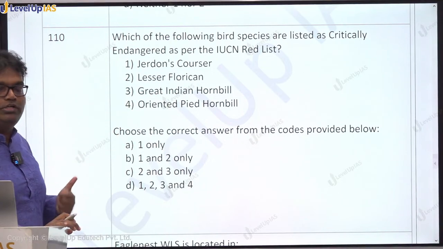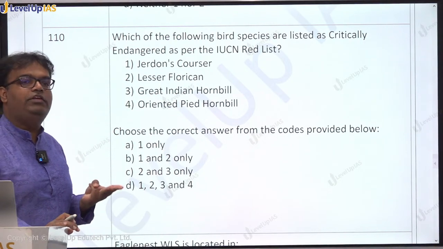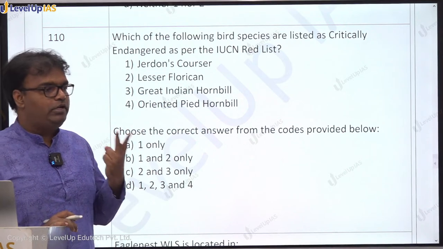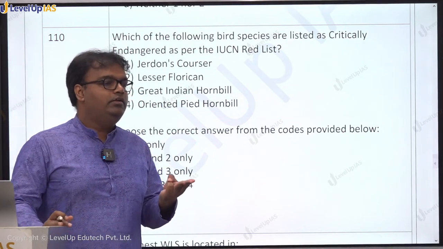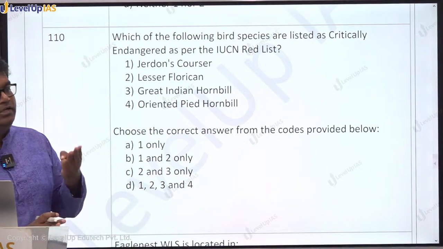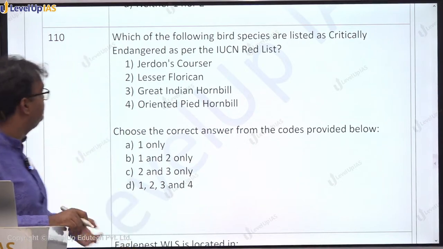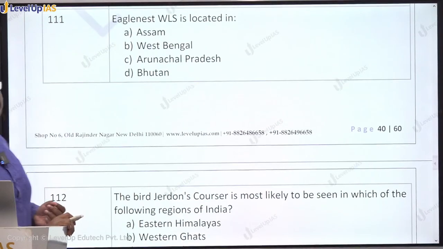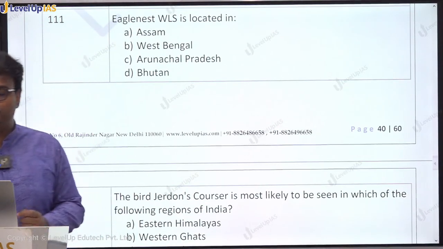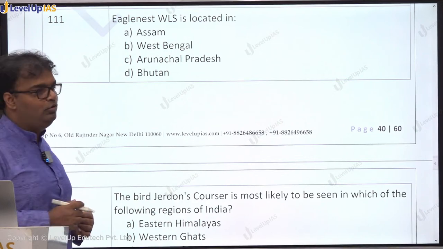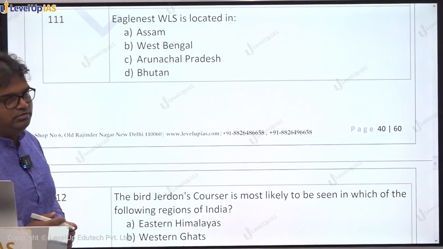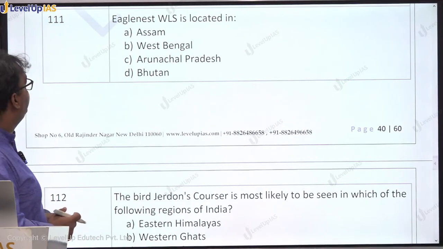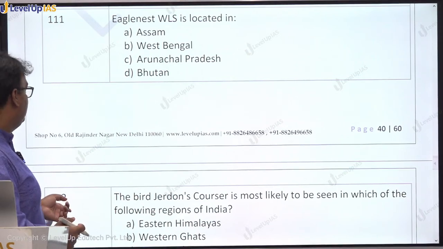1 and 2, Jerdon's Courser and Lesser Florican. There are 3 florican species: Bengal Florican, Lesser Florican and the Great Indian Bustard. All 3 are critically endangered. Eaglenest Wildlife Sanctuary. It's famous for the Bugun Liocichla. Yeah, right? Okay. 111. What is the answer? C. 111. The answer is C.